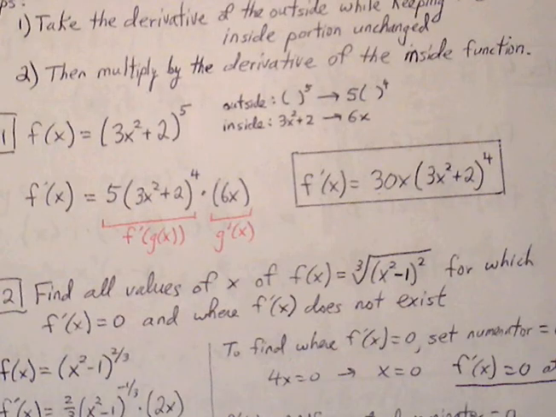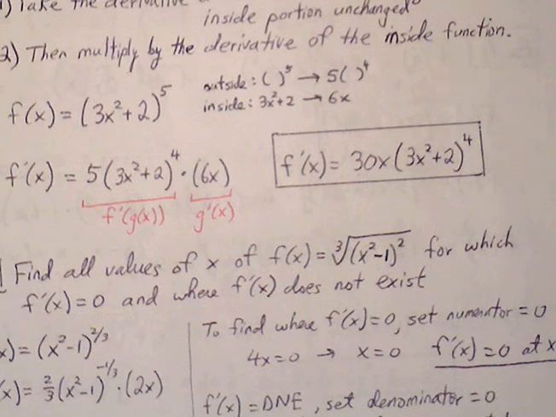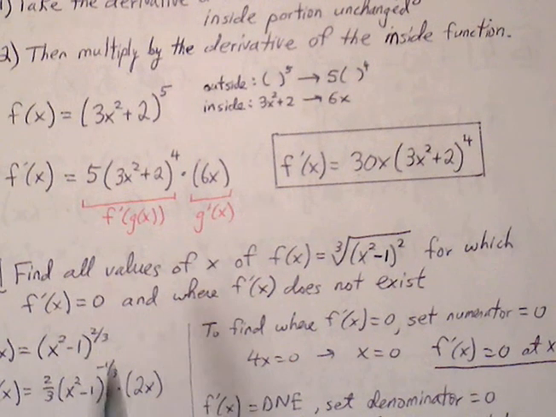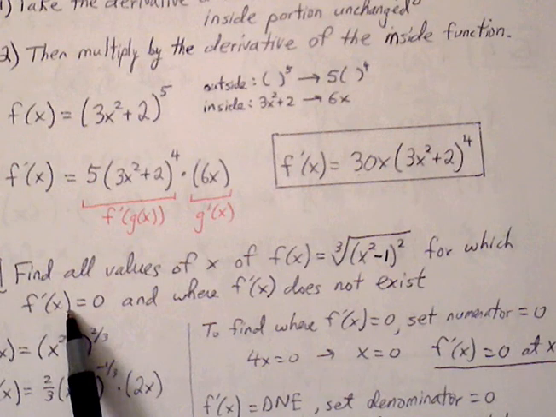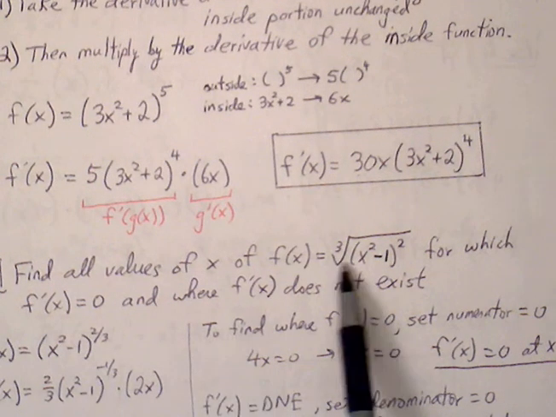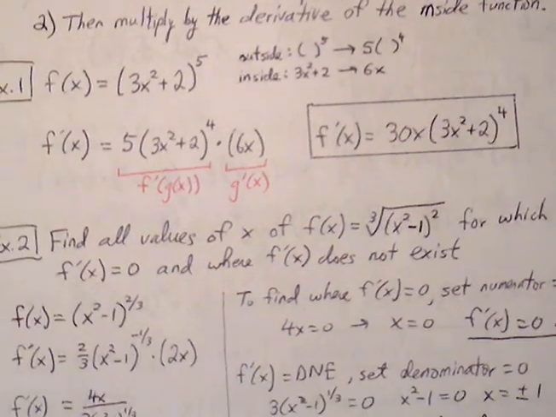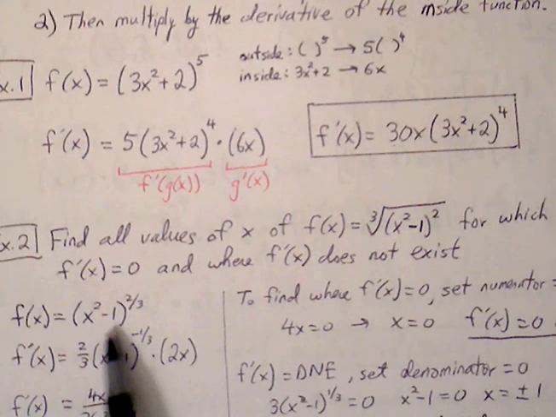All right. Example 2: find all values of x for our function for which f prime is equal to 0 and where f prime does not exist. So before we can figure out where f prime is equal to 0 and where f prime does not exist, we need to get to f prime. So first thing we do is we want to rewrite it. So f of x, we can rewrite it as x squared minus 1 to the 2/3.